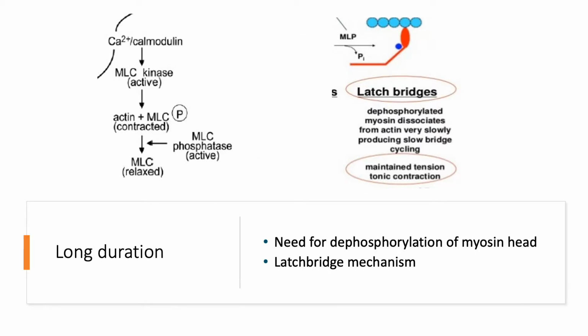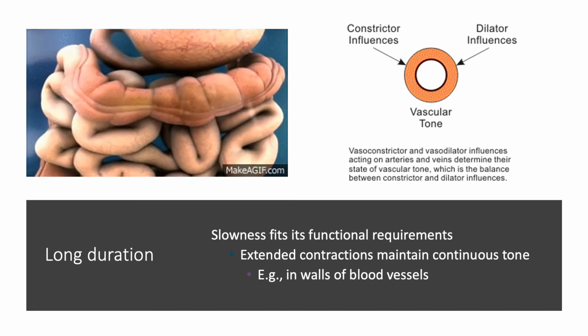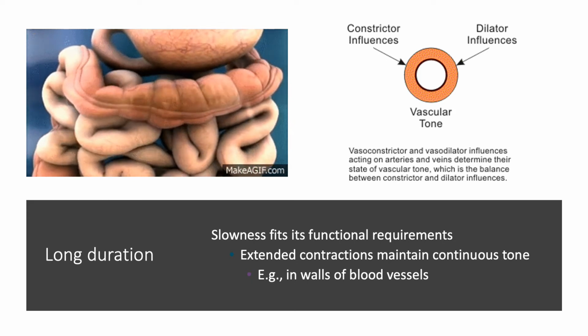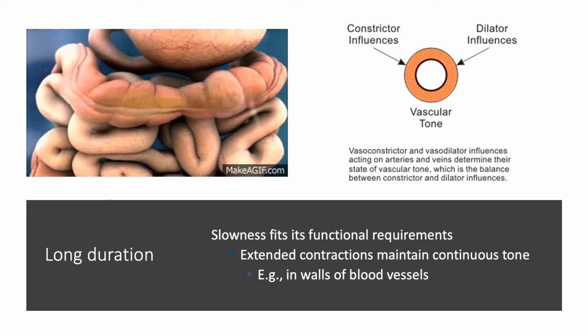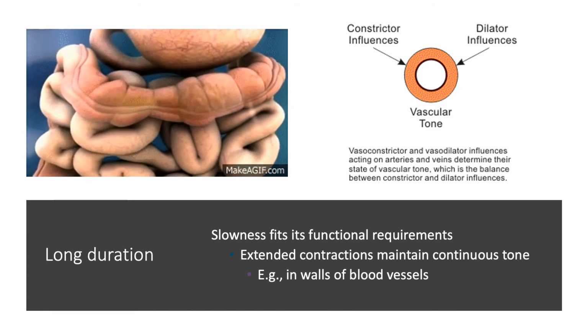And as previously mentioned, that long duration is also a product of the dephosphorylation of the myosin head by the myosin light chain phosphatase, as well as the locking of that myosin to the actin due to that latch bridge mechanism. At first, it may seem like these contraction characteristics are not ideal, but unlike skeletal muscle, we rarely need the rapid onset of contractions with smooth muscle. And these extended contractions are well suited for their functional requirements.